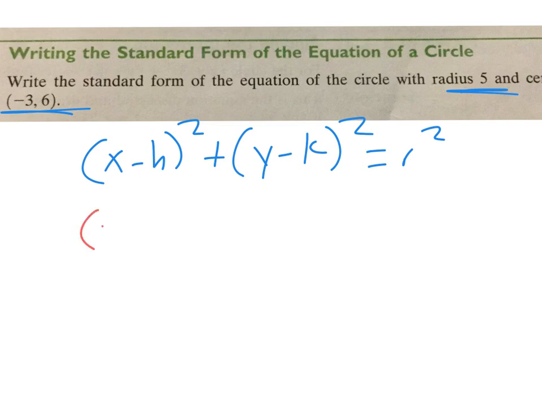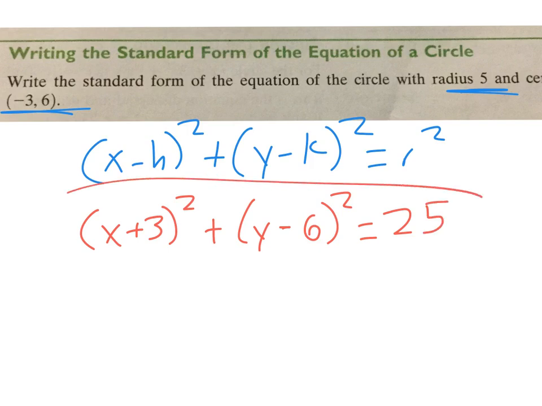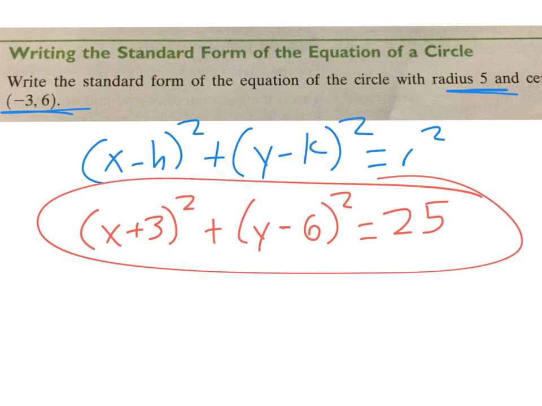So my equation would look like x minus h. My h value is negative 3, so that's going to be plus 3, squared, plus y minus k, 6, squared, equals the radius squared. What is 5 squared? It's the general form for the equation of a circle. So that is taking the center and the radius and putting it in an equation. The next example is doing the exact opposite.